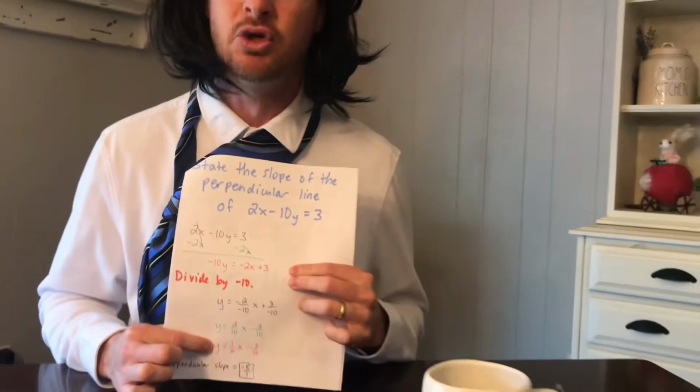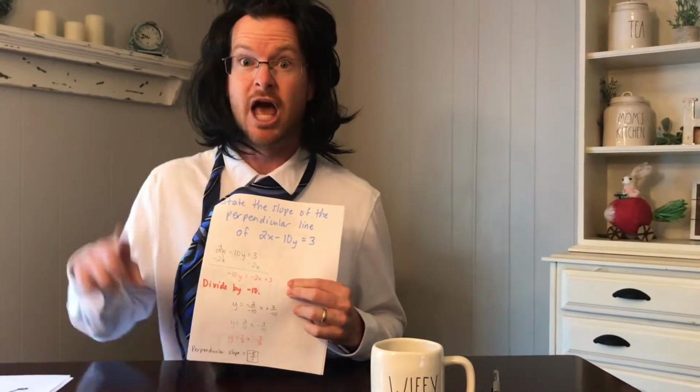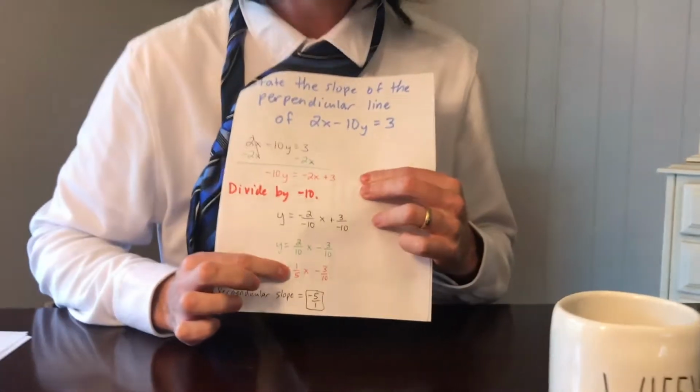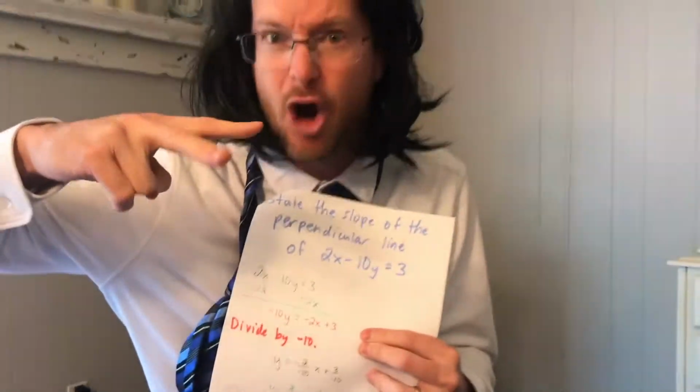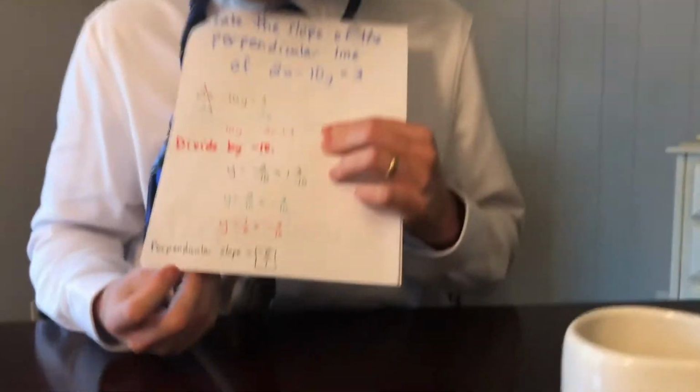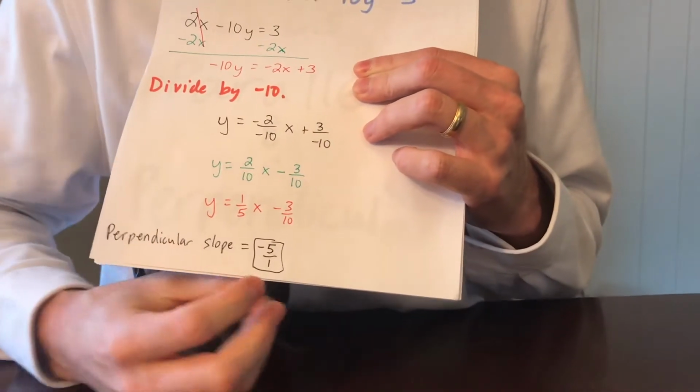This is my new slope-intercept form of the equation, and I must find the perpendicular slope. So I have to take my 1/5, flip it over, and find the opposite of it. Therefore, the perpendicular slope would be -5/1.